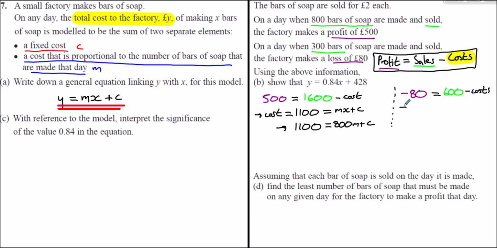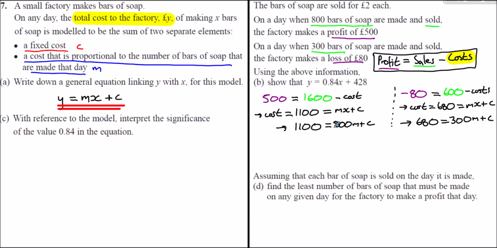So we can rearrange that to work out what the costs must be. The cost must have been 600 add 80, because minusing minus 80, essentially. The costs must have been £680, and that, of course, we can get in terms of mx plus c. So now, the costs, 680, that's going to be m multiplied by 300, because on this day x is 300, so mx is 300m.